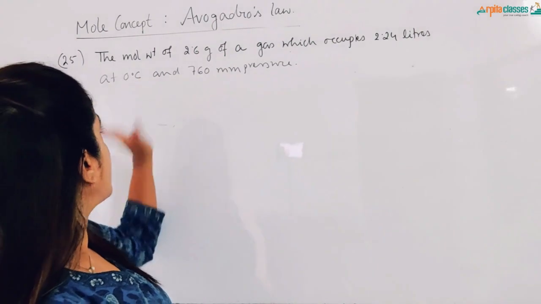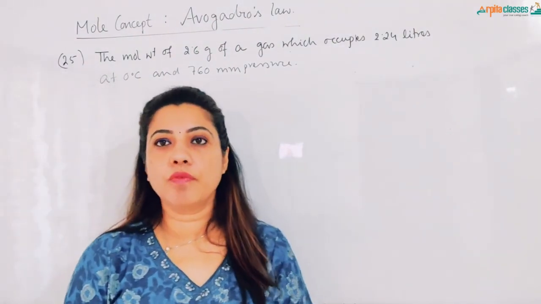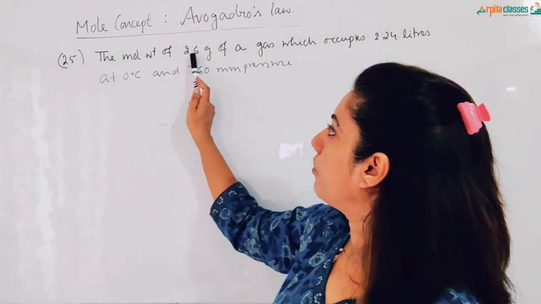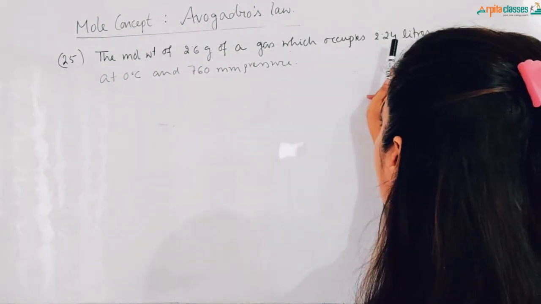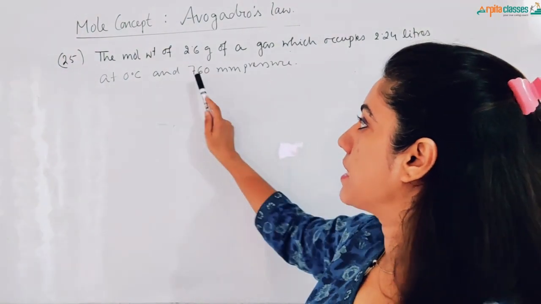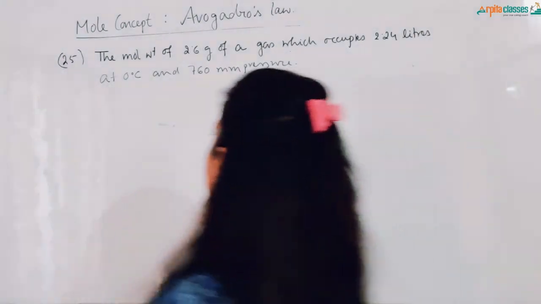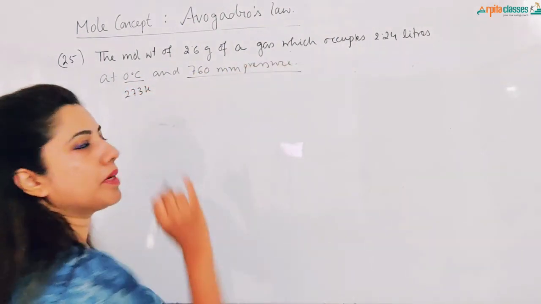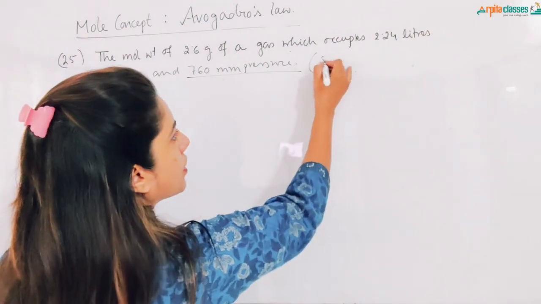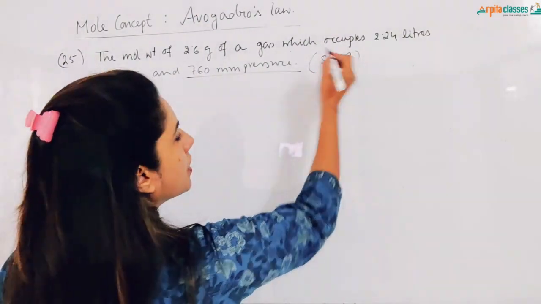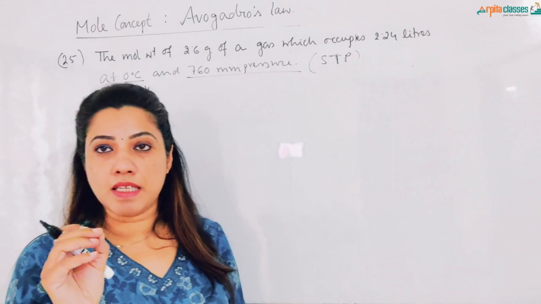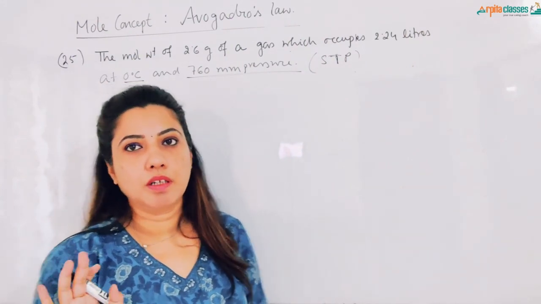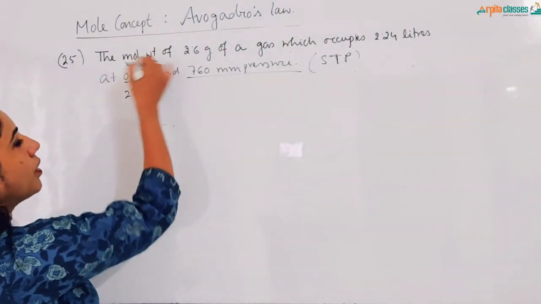Yeah, so we have reached the last question, that is the 25th question for today's lecture. We need to find out the molecular weight of 2.6 gram of a gas which occupies 2.24 liters at 0 degrees Celsius and 760 millimeter of pressure. Now when you say 0 degrees Celsius, that is 273 Kelvin, and 760 millimeter of pressure means it is the STP condition. So in STP condition, whatever mass 22.4 liters will contain, that is the molecular weight of the substance. Here we have to find out the molecular weight.